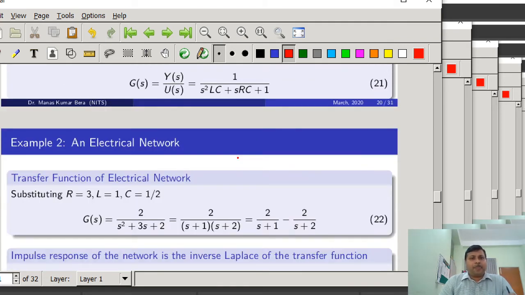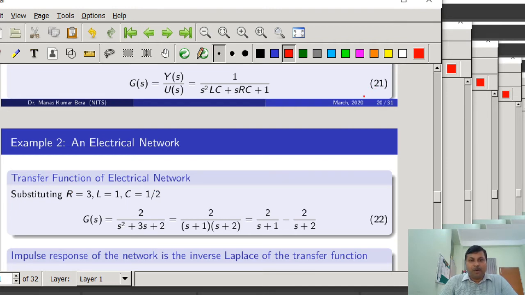Now for simplicity, some values of the parameters of this network are given. Suppose R = 3, L = 1, and C = 1/2. Here no units are mentioned, so you can assume 3 unit, 1 unit and half unit, or you can also assume 3 ohm, 1 Henry and half farad. There is no problem.